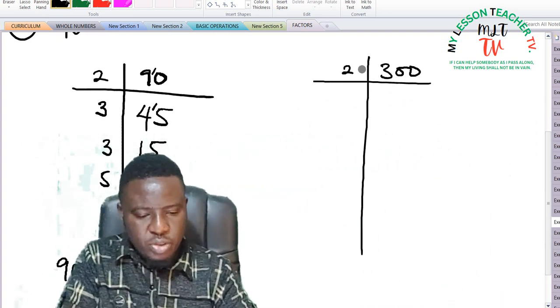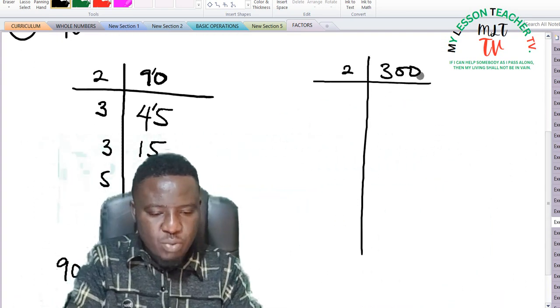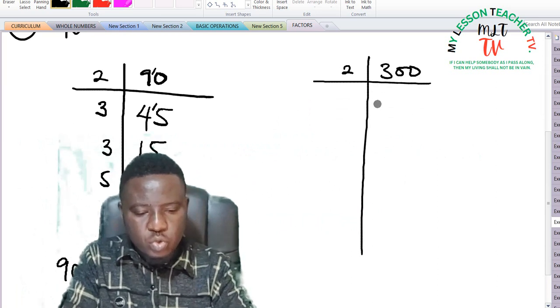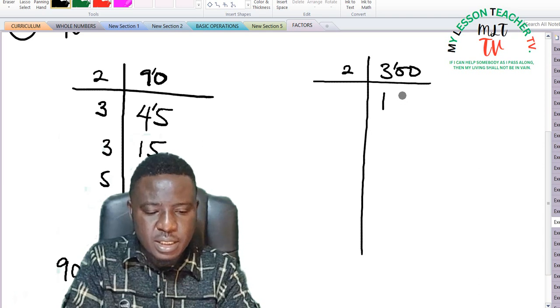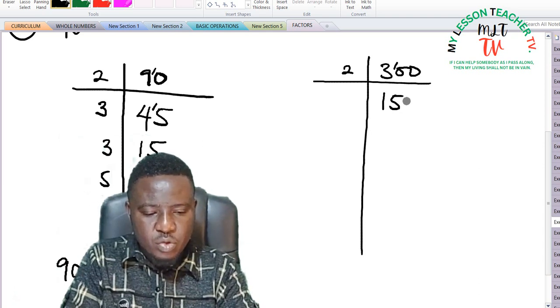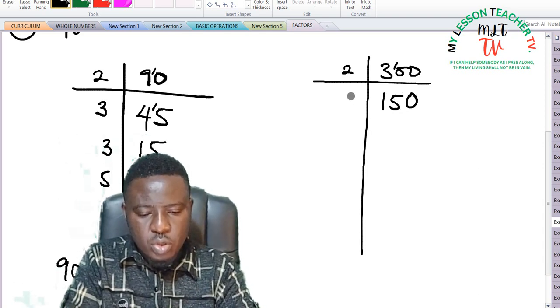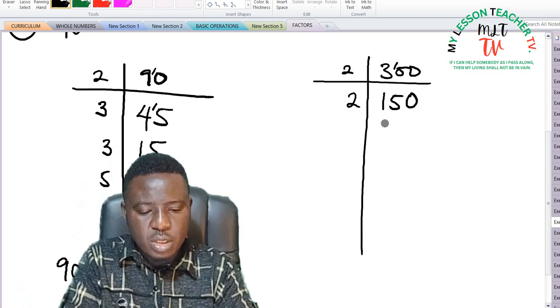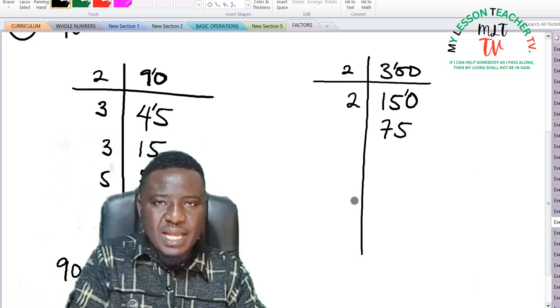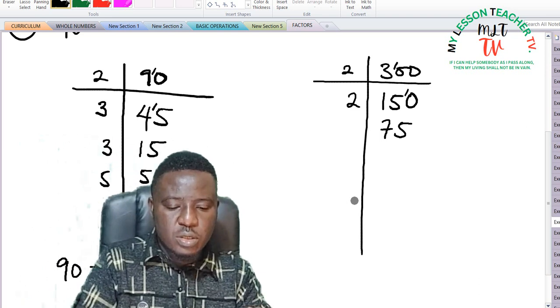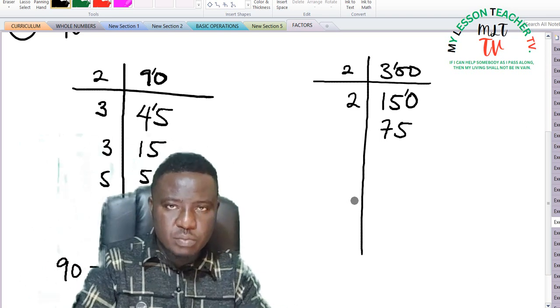2 can go into 300 because the last digit is divisible by 2. 2 into 3 is 1 remainder 1. This becomes 10. 2 into 10 is 5. 2 into 0 is 0. 2 can still divide for the same reason. 2 into 15 is 7 remainder 1. This becomes 10. 2 into 10 is 5. But 75 is not divisible by 2 because 5 is not a multiple of 2.